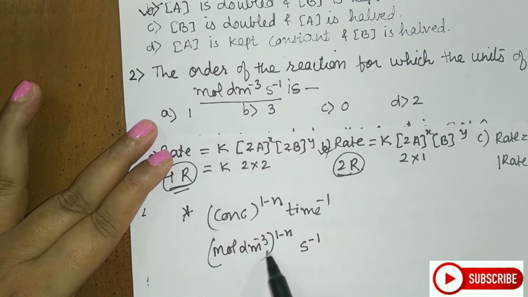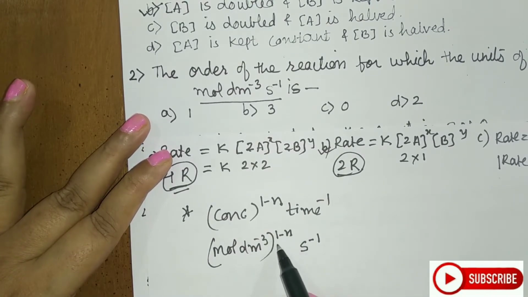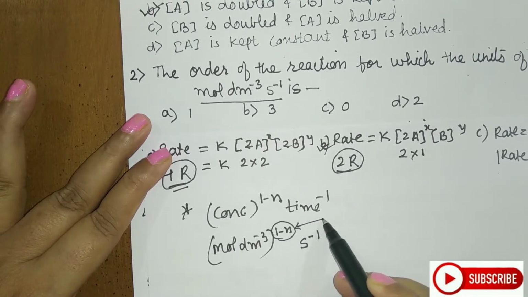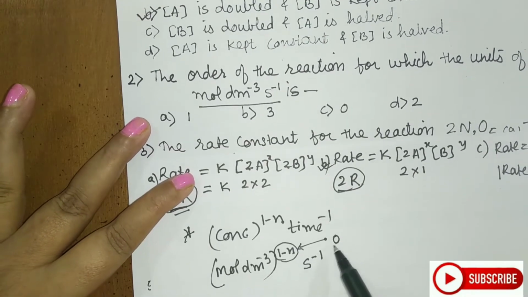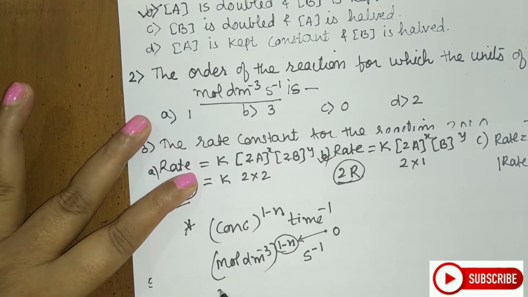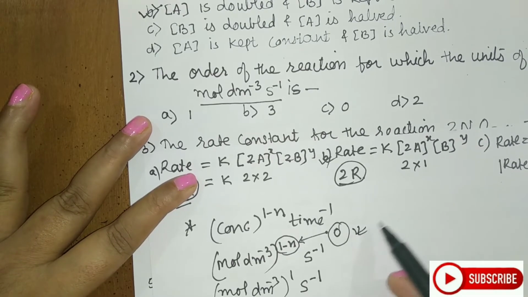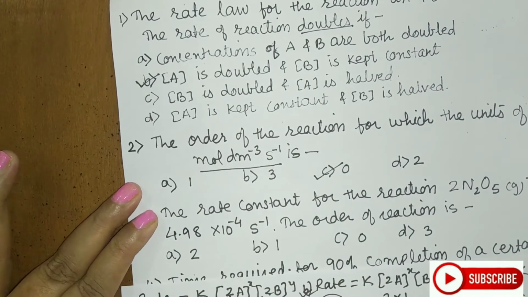Students, if I want this value as it is, then this raised power should be 1. So when this raised power will be 1, n is equal to 0. If n is equal to 0, then what will happen? This will become mole per dm cube raised to 1 minus 0. So it will become 1 second inverse. So this is the unit for a zero order reaction. So your answer here is the third option, that is 0.